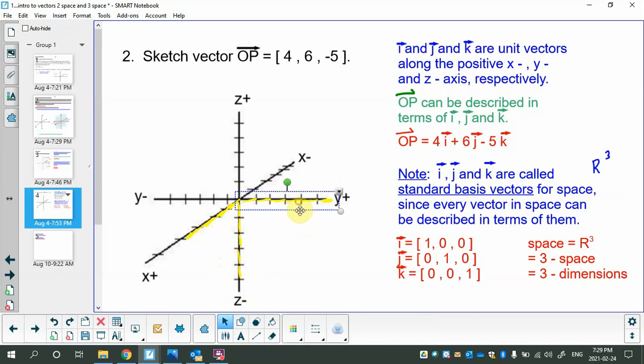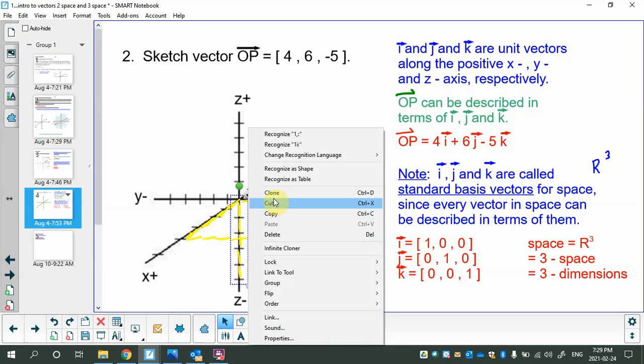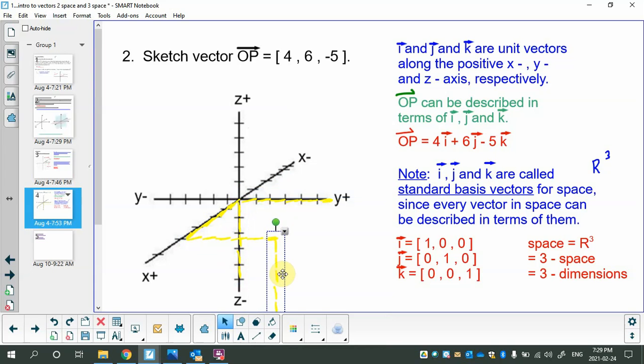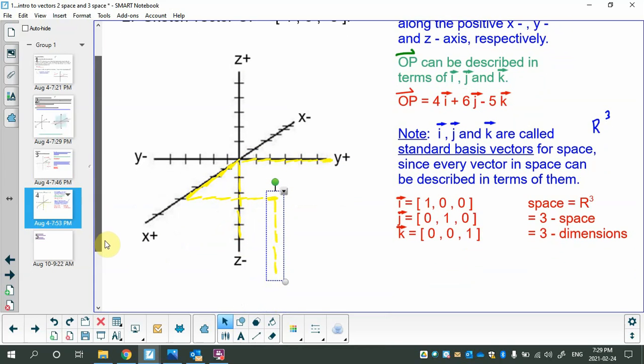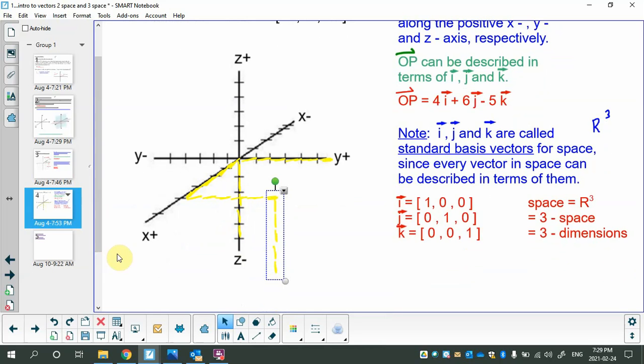So hopefully I've segmented this well. I'm going to clone this. So I did my x movement, then my y movement. And then I'm going to clone this, and then I do my z movement. So it looks like it's off the grid, but it's actually not. And here's my red pen. I'll put my dot here, and my vector goes from there to there.